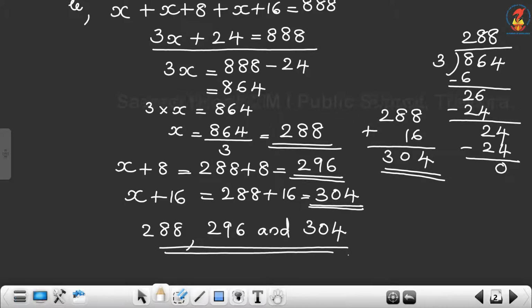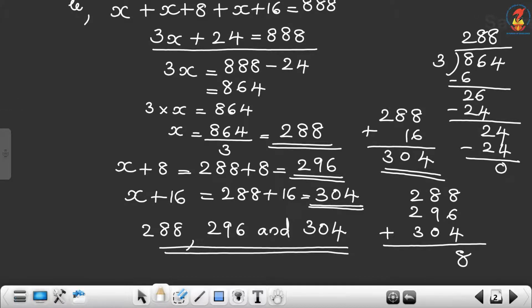Now we can verify this answer. When you add up, you have to get the sum as how much? 888. So you can add it and check it. 288 plus 296 plus 304. 6 plus 4, 10. 10 plus 8, 18. Carry over 1. 8 plus 1, 9. 9 plus 9, 18. Again carry over 1. 2 plus 2, 4. 4 plus 3, 7 plus 1, 8. So our answer is correct.